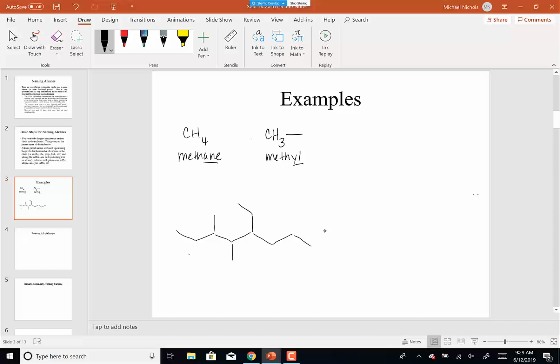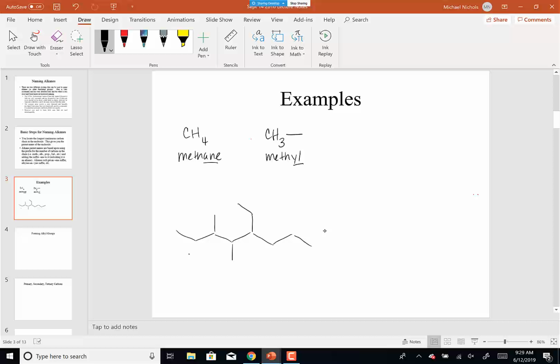Okay. So, we've got to find the longest continuous carbon chain in the molecule. And then what I like to do is I like to circle that because then I'll tell you what the substituents are. So, how many carbons is the longest carbon chain, and more importantly, where do we start and end? 8 from left to right, straight across. We all agree with that? 1, 2, 3, 4, 5, 6, 7, 8.